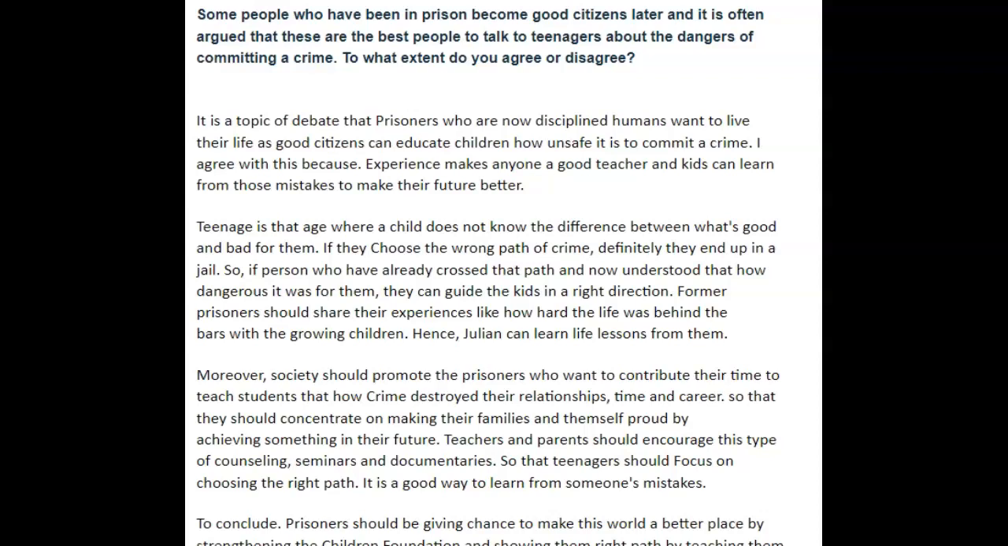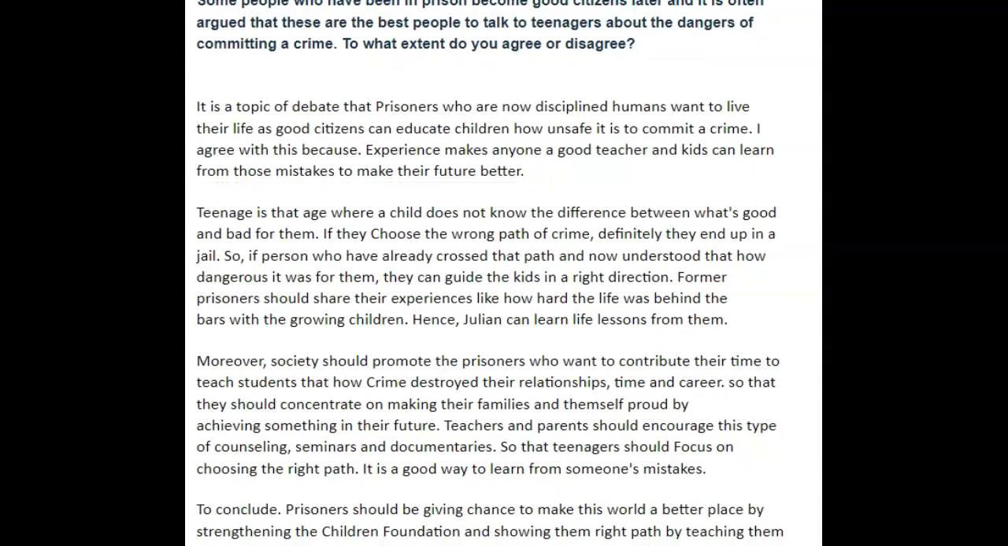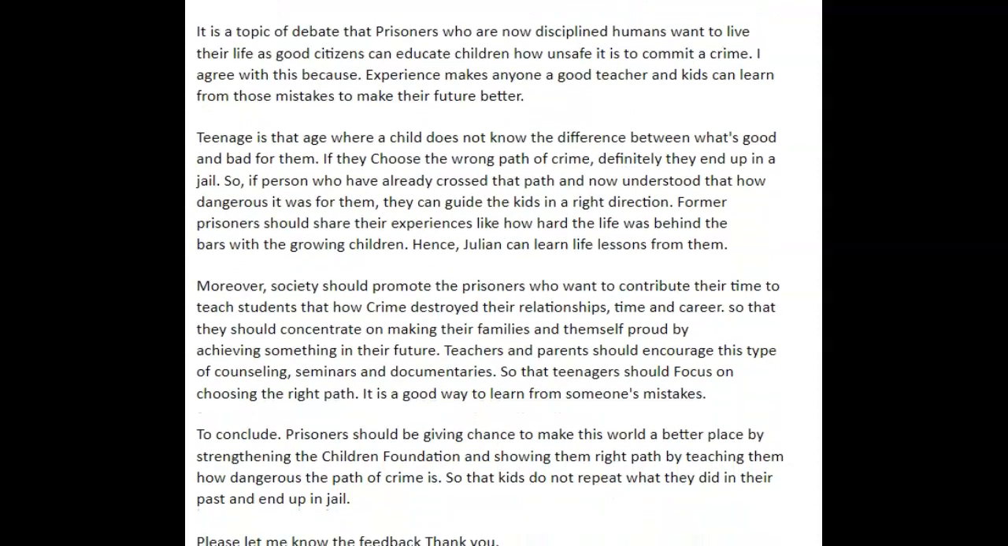This is the essay about former prisoners. So let's see how you handle this topic. It is a topic of debate that prisoners who are now disciplined humans want to live their life as good citizens, can educate children how unsafe it is to commit a crime. I agree with this because experience makes anyone a good teacher, and kids can learn from those mistakes to make their future better. Okay. So the first thing I see here, Amanpreet, is that there are some problems with grammar.